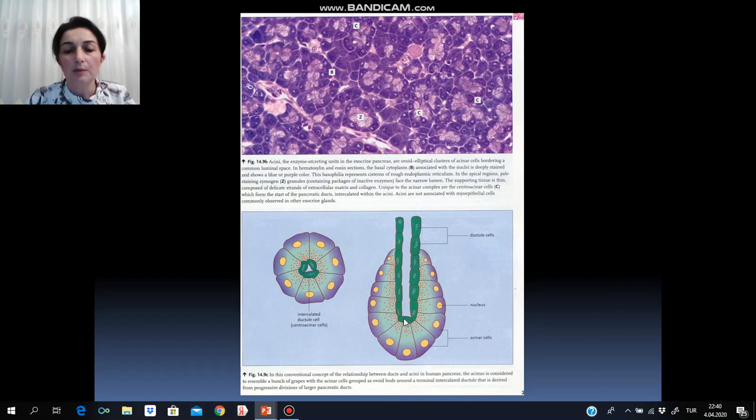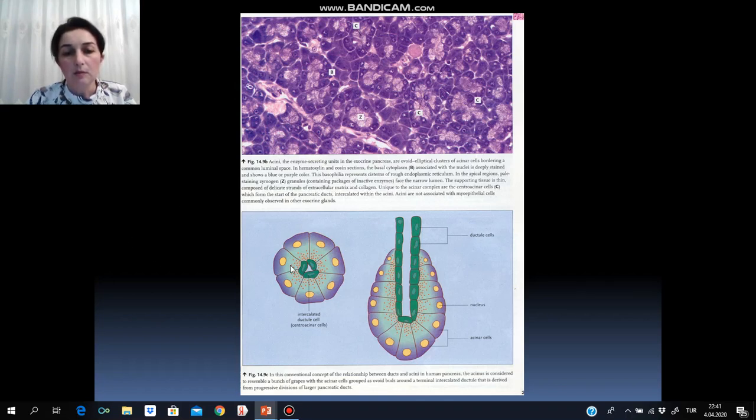Exocrine pancreas produces pancreatic juice, and it is activated during meal ingestion by neuronal and hormonal activation. These secretory cells have receptors for acetylcholine, which is a neurotransmitter that is released from parasympathetic nerve endings. Also, they have receptors for cholecystokinin, a hormone which is produced by DNES cells, diffuse neuroendocrine cells, which are located in the wall of the alimentary canal.